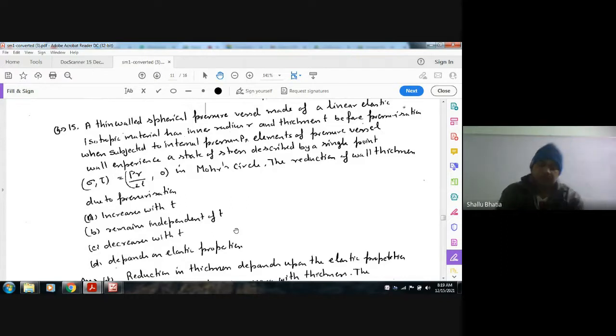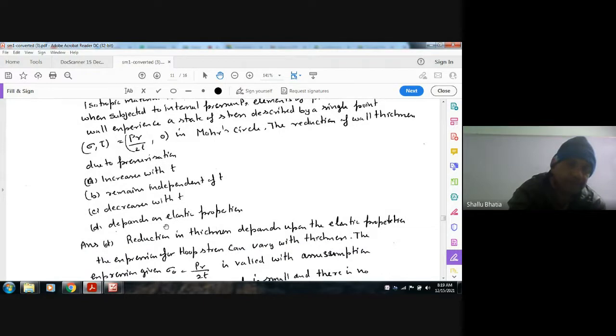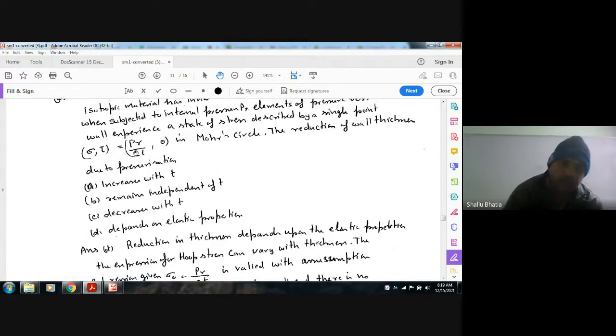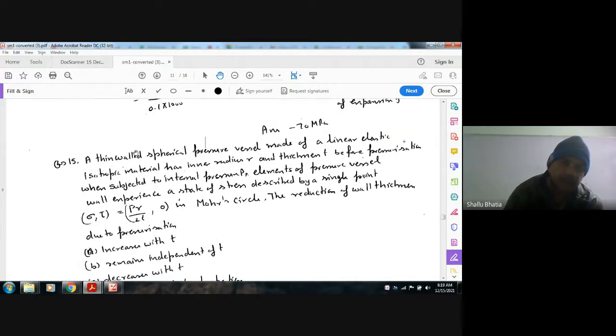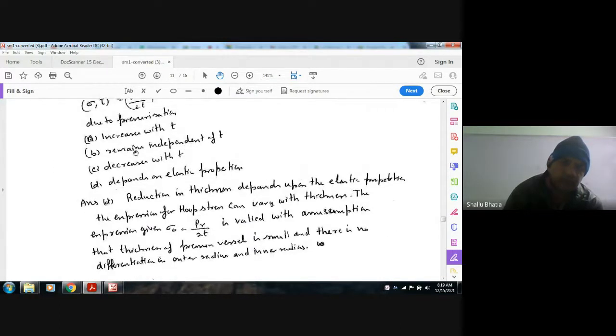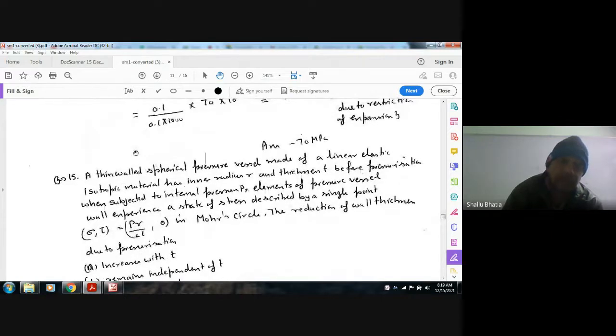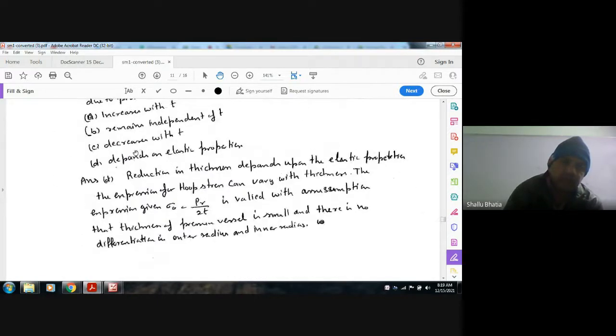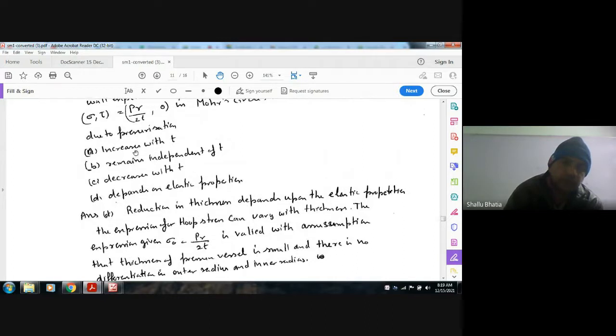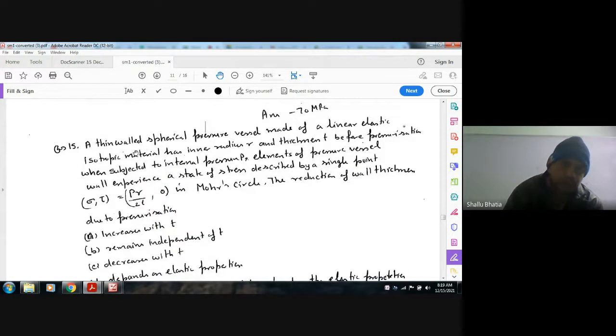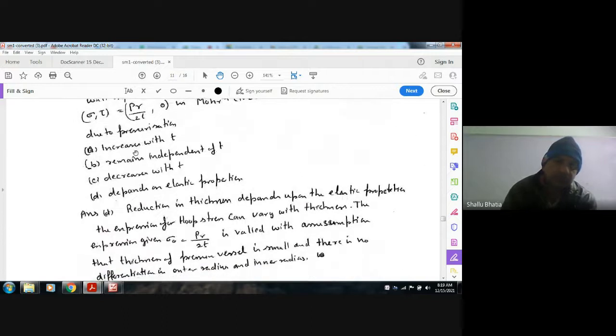So here it is given that the sigma is PR by 2t. And the other stress, the shear stress, is 0. And the vessel is a spherical vessel. So the shear stress is 0. So the sigma is PR by 2t.